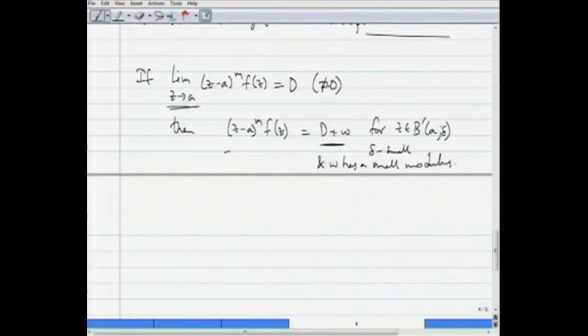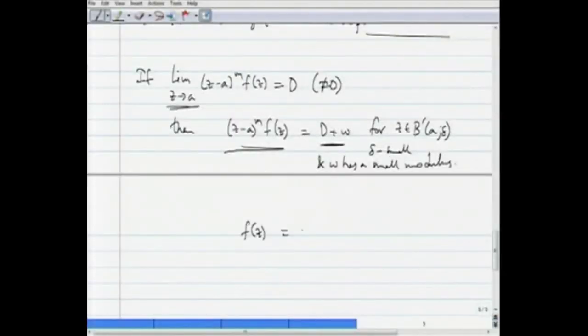In order to compensate, the modulus of the left hand side is growing smaller and smaller as z approaches a. So, the modulus of f has to compensate for the loss, so the modulus of f has to go up. So, f of z is equal to (d plus w) by (z minus a) power m. This modulus stays closer to d, it is a finite quantity, and this is becoming arbitrarily small. So, the limit as z tends to a of f of z has to be arbitrarily large.